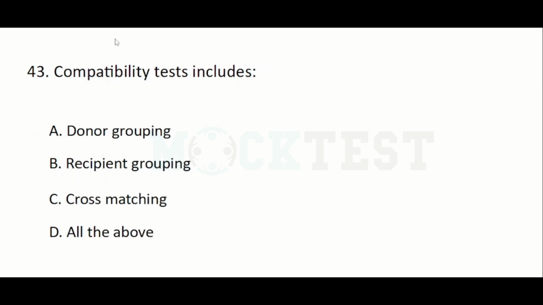Compatibility test includes: option A, donor grouping; option B, recipient grouping; option C, cross matching; option D, all the above. The answer is option D, all the above. Compatibility test includes donor grouping, recipient grouping, and cross matching.